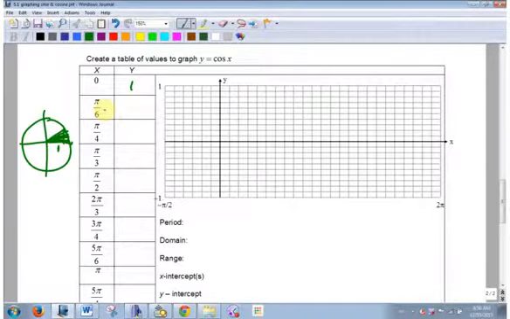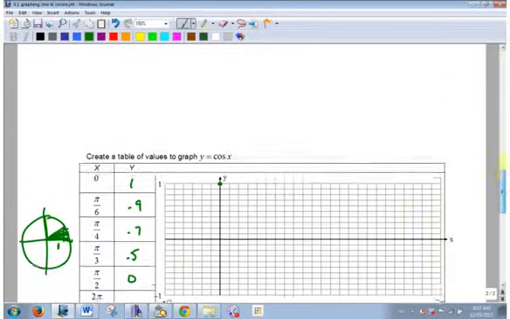Cosine of pi over 6 is √3 over 2, which was 0.9. Cosine of pi over 4 is 1 over √2, which was about 0.7. Cosine of pi over 3, cosine of 60, that's the same as sine 30, that's a half. And what is my x value right at the top here? 0. So again, I don't start at 0, I start at a maximum, not a minimum, for cosine.